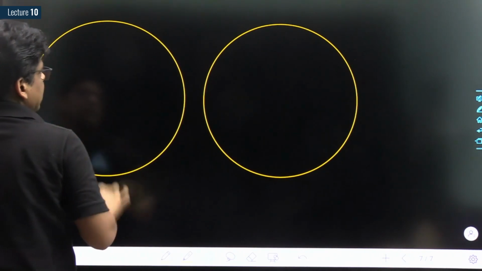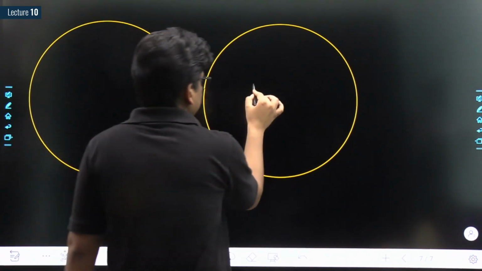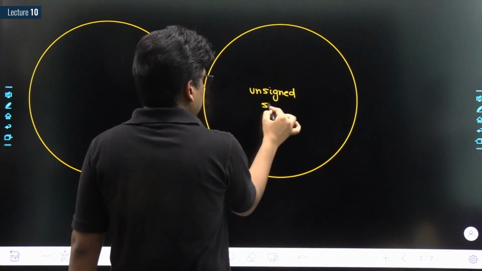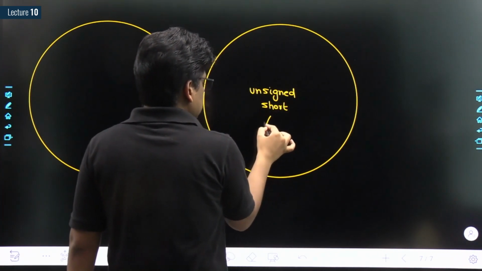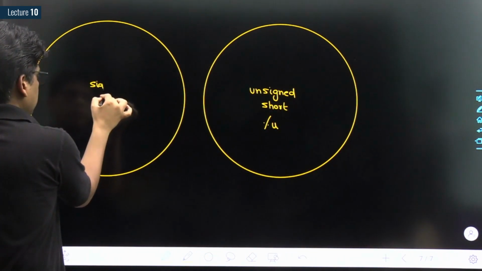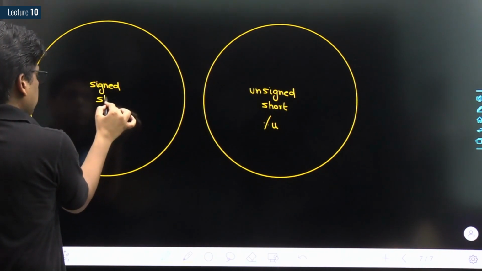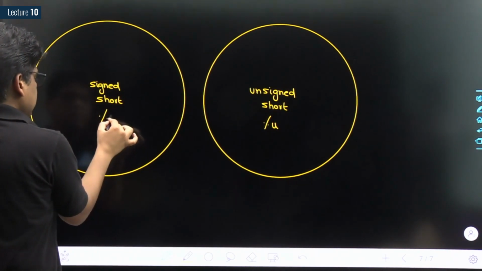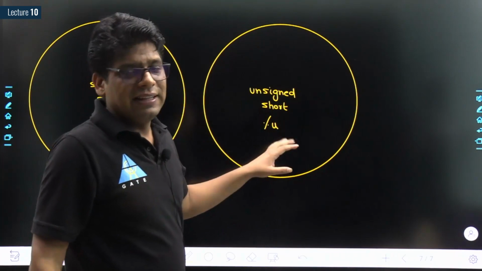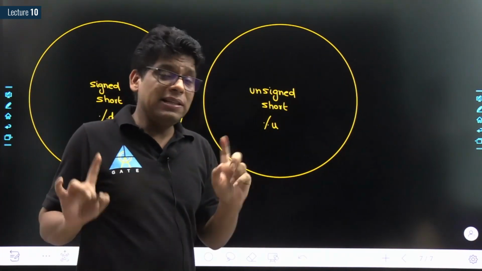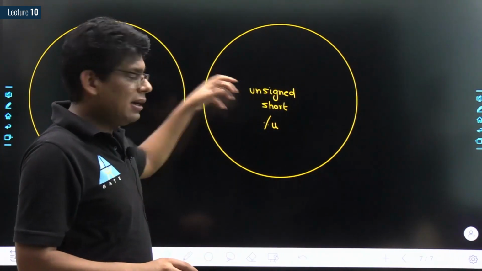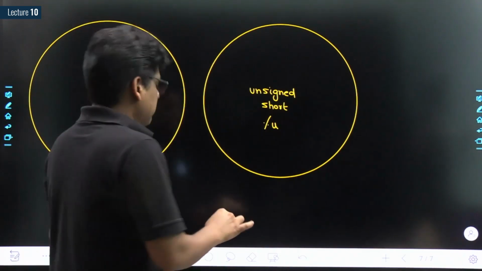Hopefully they are of same size. Okay. Sir, this is unsigned short integer or %u. This is signed short or %d. Sir, what is the total possible values? 2 to the power 16 in both the cases. That is another part, that what is the range? Range is different, but overall the number of possible values in this circle as well as in this circle is same. Always remember this part.